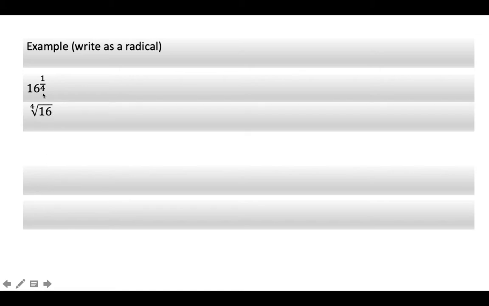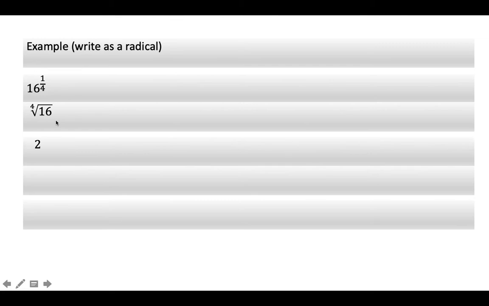So let's do an example. We're going to write as a radical 16 to the power of 1/4. What we are able to do right off the bat is see that the index of the root is 4. A lot of people better understand it when we write it as a radical. So the fourth root of 16. What number multiplied by itself 4 times is 16? 2 times 2 times 2 times 2. It's 2.